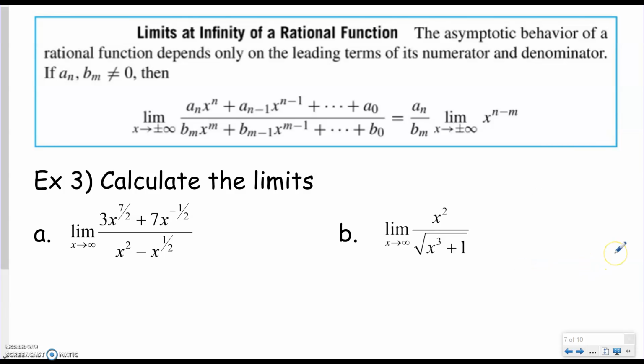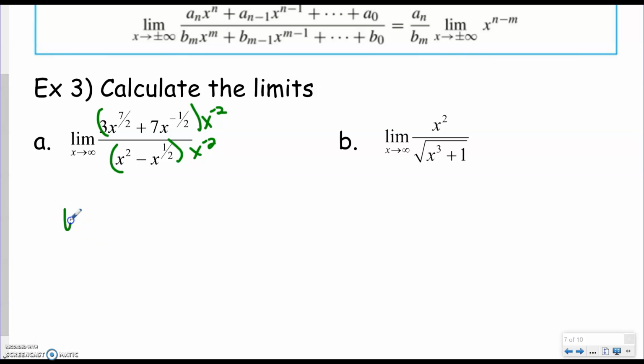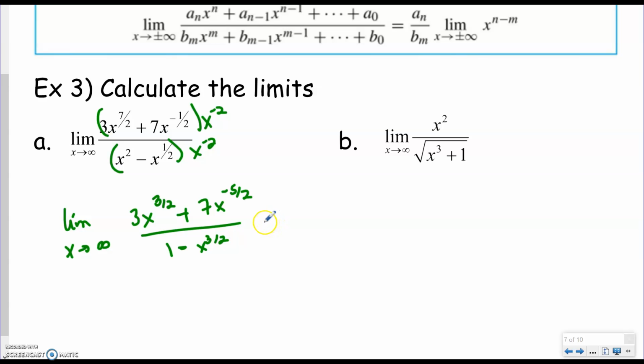So what we're going to do for this next problem, example 3, is because this is infinity, this is infinity, we are going to divide both the numerator and denominator by the greatest degree in the denominator. So we are going to multiply by x to the negative 2 and x to the negative 2. So the limit as x approaches infinity, 7 halves minus 4 halves is 3 halves plus 7x to the negative 5 halves over 1 minus x to the 3 halves. Sorry, to the negative 3 halves.